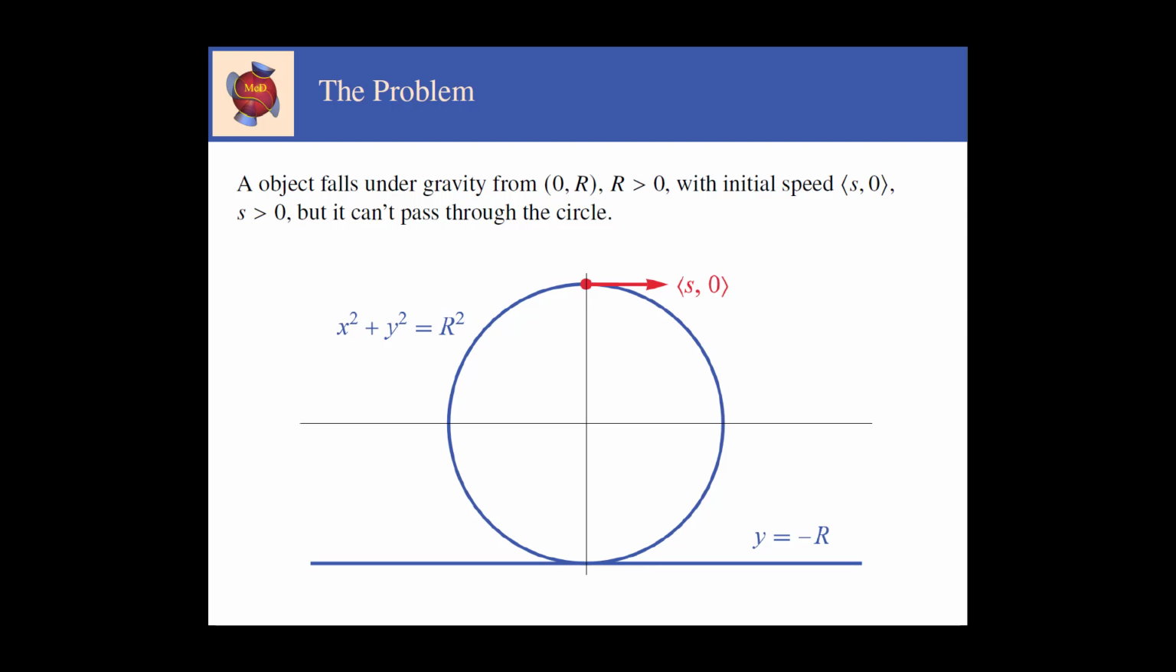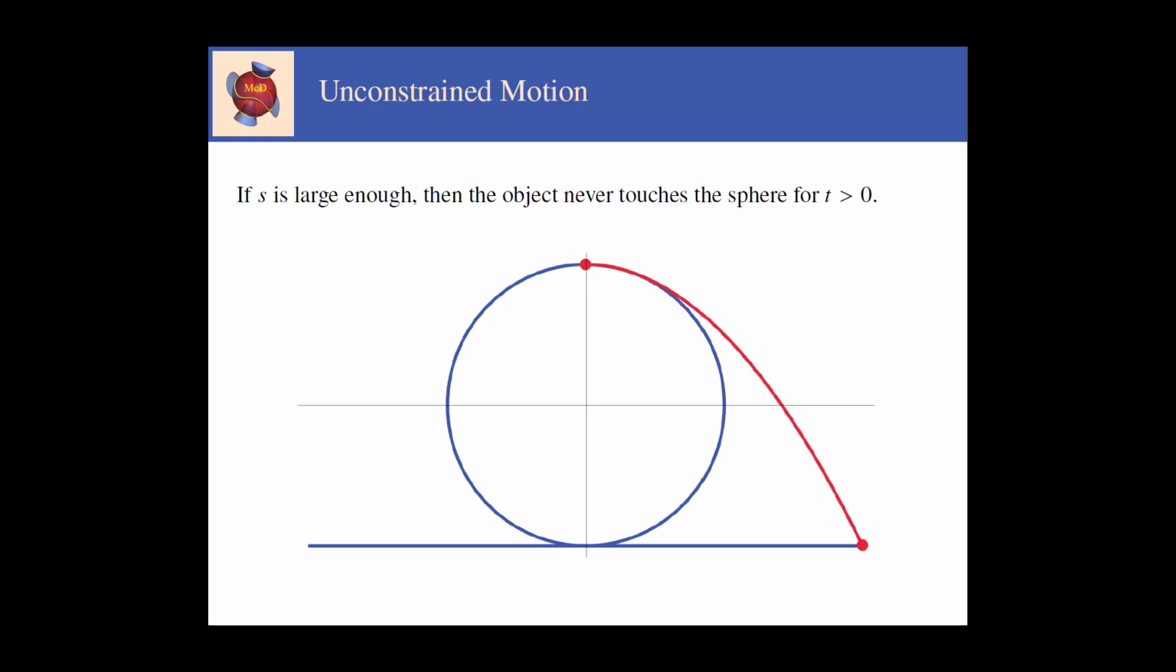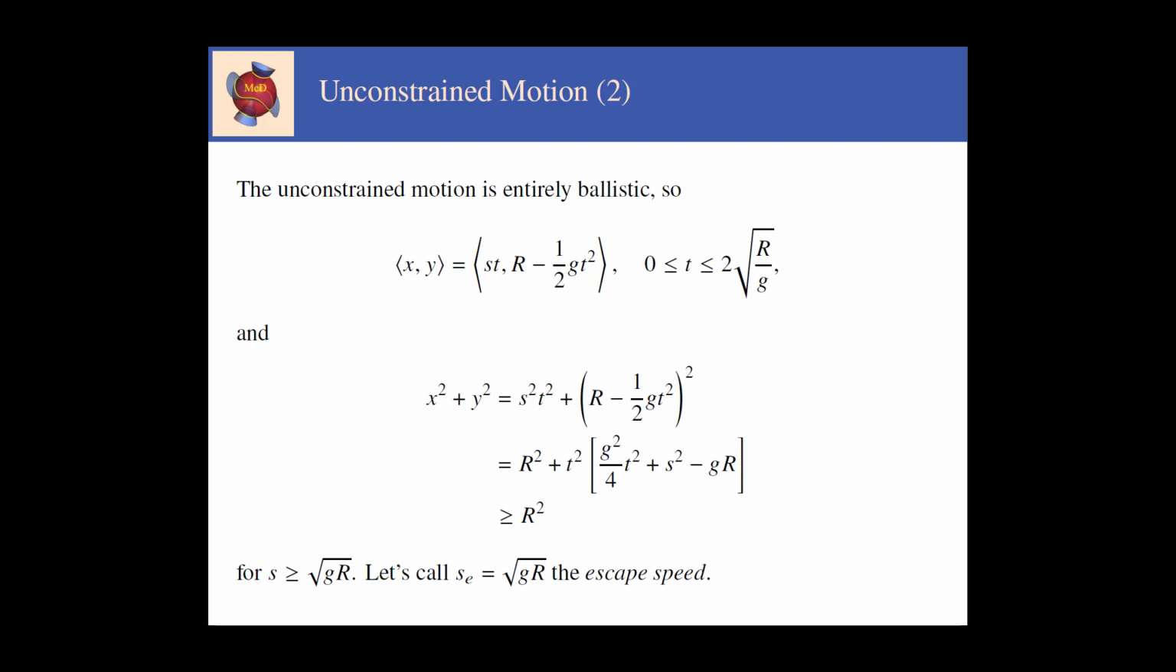We're going to take s to be positive, so the motion is always to the right and not to the left. Our goal is to find the trajectory of the object until it hits the ground at y equals minus R. Now, if s is large enough, then the object leaves the sphere immediately and never touches it again. Solving for that trajectory is very straightforward, something you might do in a first semester physics course. We want to point out, however, that the square distance from the origin, x squared plus y squared, always exceeds R squared if s is bigger than the square root of gR. So we're going to call the square root of gR the escape speed.